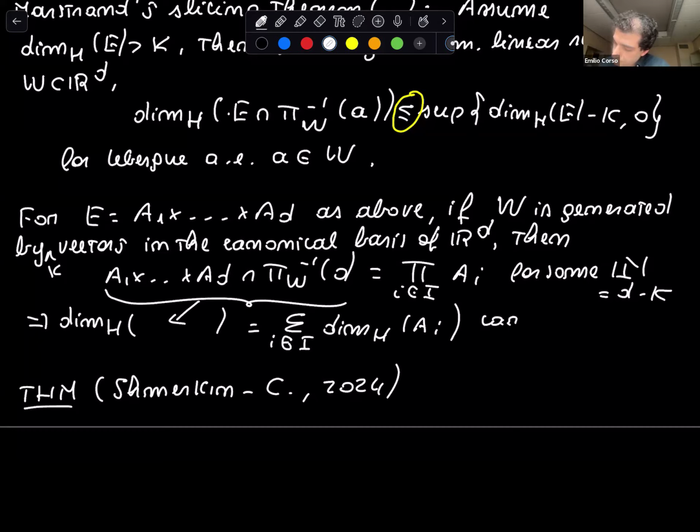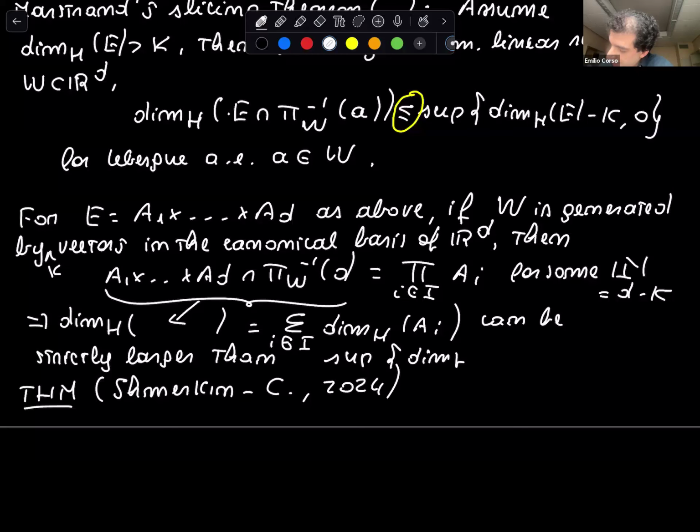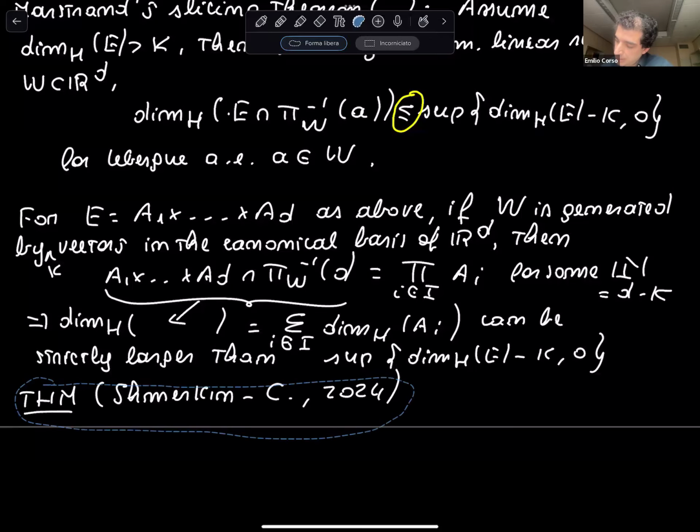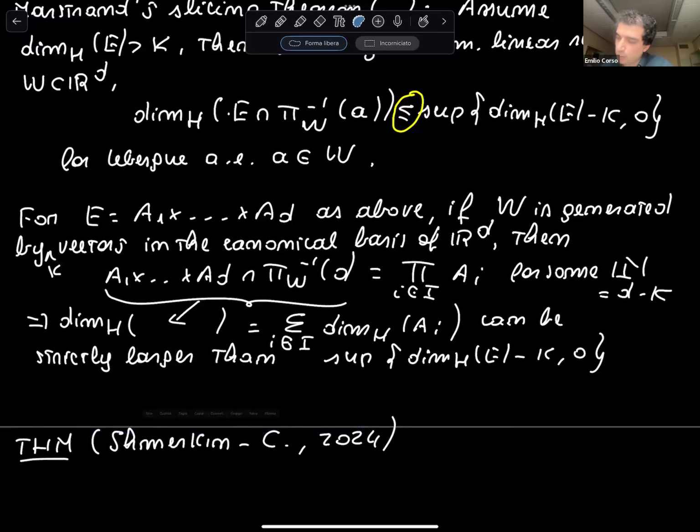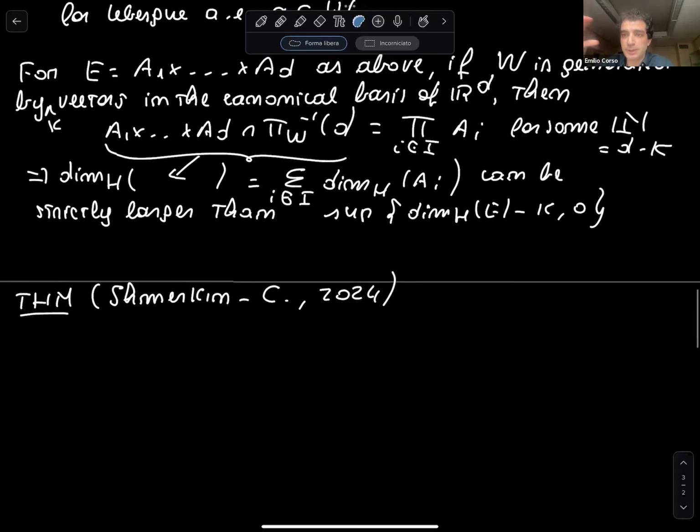Can be larger, strictly larger than the supremum between the Hausdorff dimension of E minus K and 0. So there are these obvious obstructions, but somehow, if you rule out taking slices with respect to coordinate subspaces, then you expect the inequality to hold, and that's indeed what we prove.